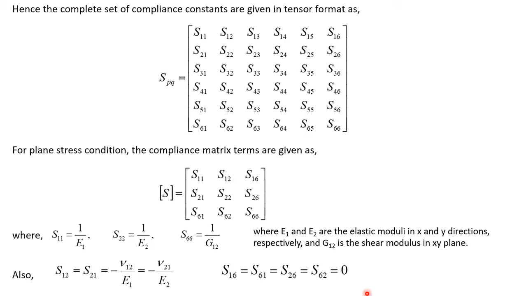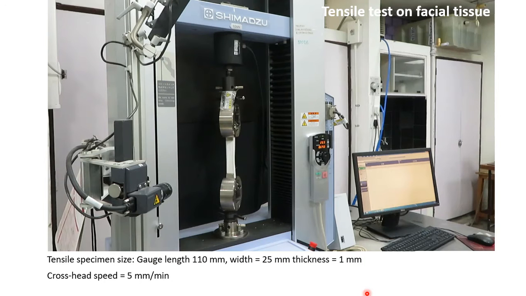So the purpose of this video is to show you by experiments how we can see the difference between the properties. We have conducted tests on facial tissue, and I will explain to you how facial tissue is a very anisotropic material. I will just explain to you the tensile experiment that we have conducted.